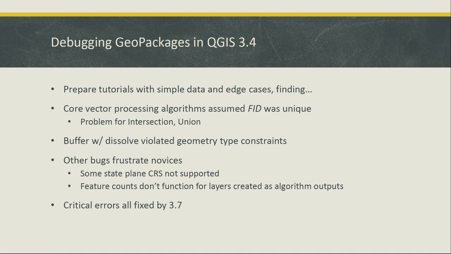Similarly, some of the dissolve functions with the buffer tool were violating geometry type constraints, depending on if there were single parts and multi-parts mixed in the same output, causing really unpredictable results. And so once I figured those things out, I reported them as bugs and then spent another half a day trying to figure out the best way that I can show students to work around this while the programmers are still fixing it in QGIS development, which I did to some frustration.